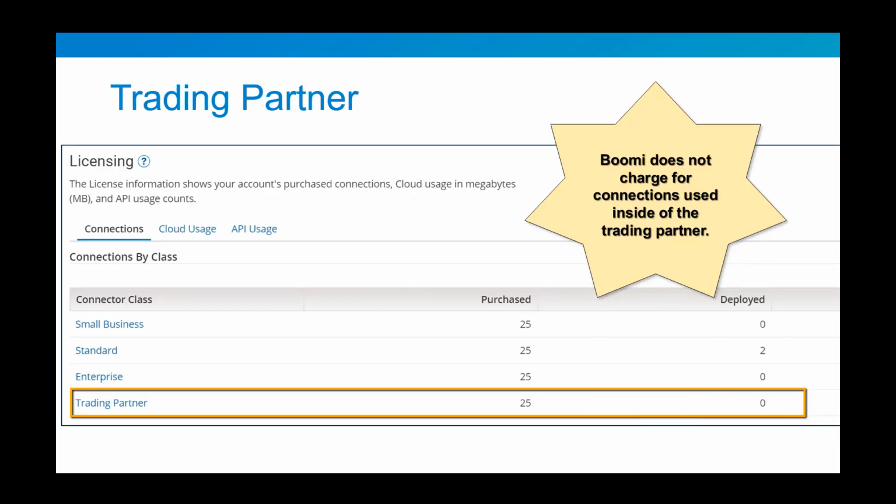As mentioned, in EDI, Boomi does not charge for each connection used inside of the trading partner. So if you use an FTP connector in a trading partner, the license connection does not count. We only count the trading partner. If you use the FTP connector outside of the trading partner, you still need to pay for the connector.